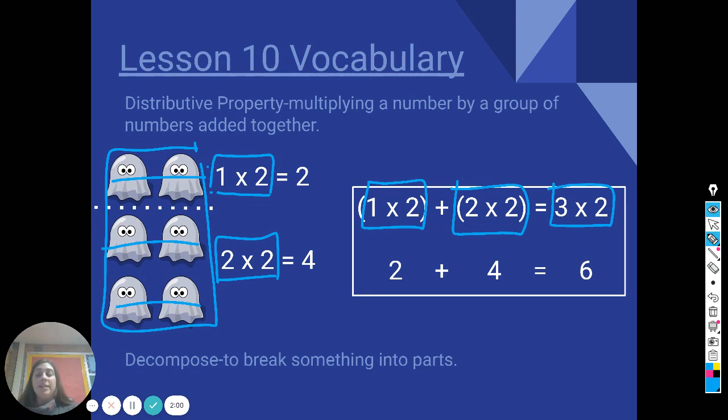So I'm breaking it down or decomposing it into 2 easier problems, and then I'm going to put those together to figure out the harder problem of 3 times 2. Well, I know 1 times 2 equals 2, and 2 times 2 equals 4, and if I add 2 plus 4, I get 6, which means 3 times 2 equals 6, okay? And that is what we're going to be practicing today.